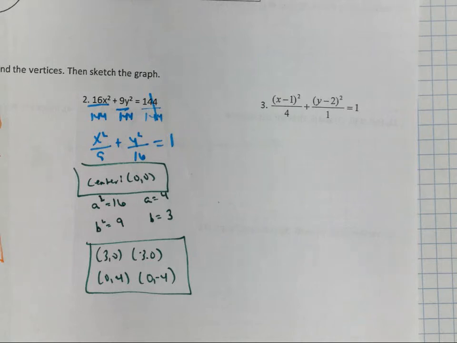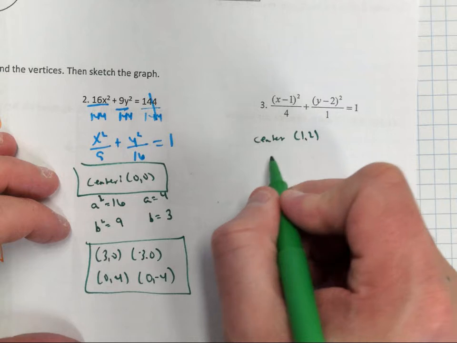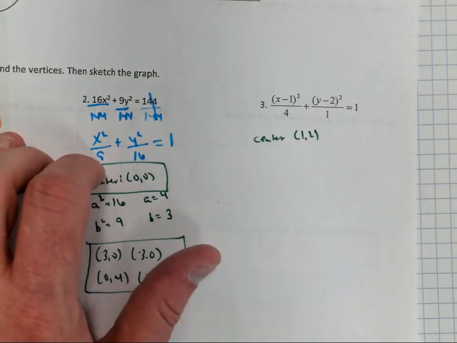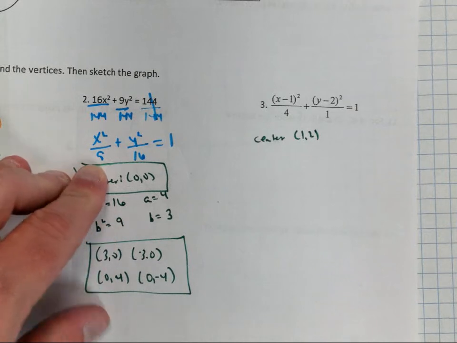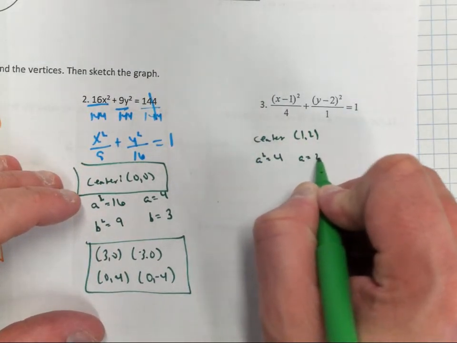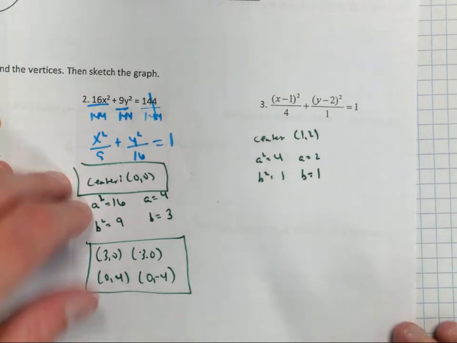Okay, look at number 3. Is that in standard form? Is it set equal to 1? Is there a plus in there? Yes. All right, so what's my center for this one? 1, 2, very good. Is this going to be a horizontal or vertical orientation? Because the larger numbers are on the x. Okay, so what's a squared equal to? 4, a equals. B squared equals. B is equal to. Okay.